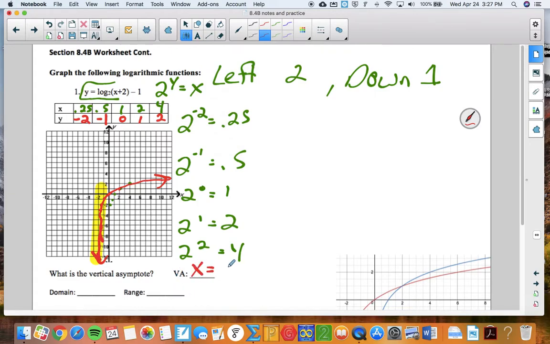It's the line that we're getting close to. It's like our limit, but we're not actually touching. So we're getting close to -2. That's our asymptote. Our domain is not all real numbers. x will never be less than or equal to -2. In other words, to phrase it positively, x has to be greater than -2. And our range is all real numbers, because this will go down forever and ever. Ranges are y's, and it will go up forever and ever.